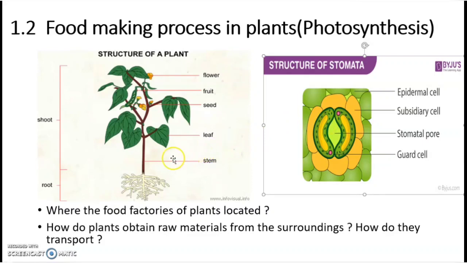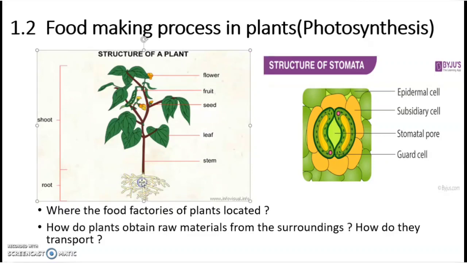Next, how do they get water? Roots already fix the plant in the soil. So these roots are present in the soil, absorbing water from the soil and transporting it through the vessels in the stem. From the stem it goes to leaves. So leaves get all the requirements for their food preparation.